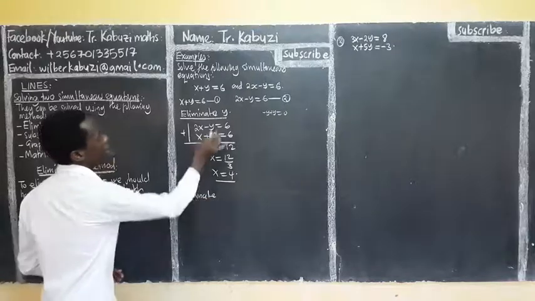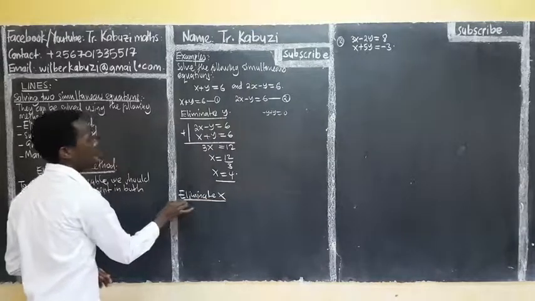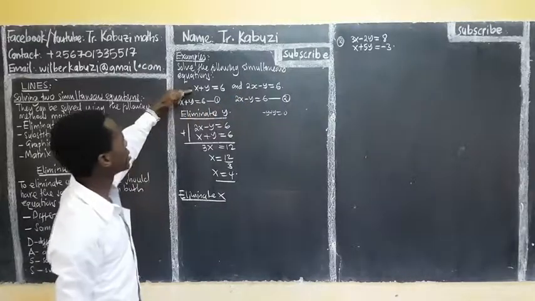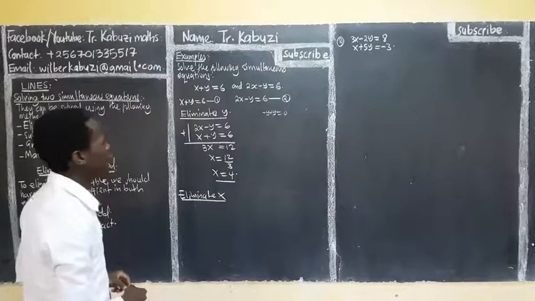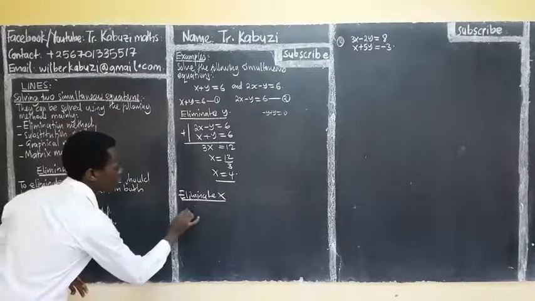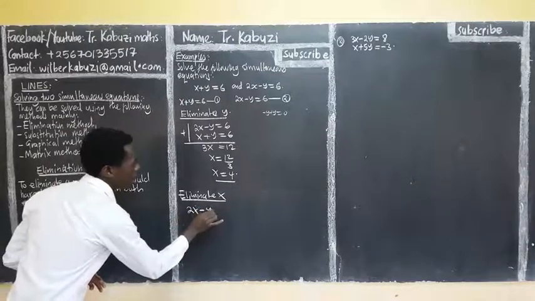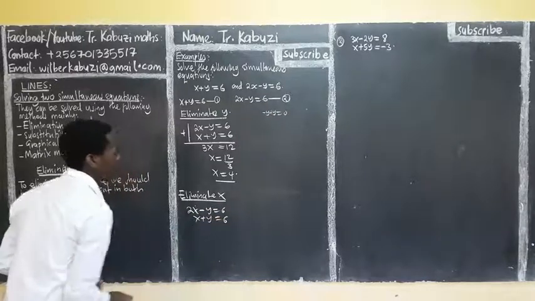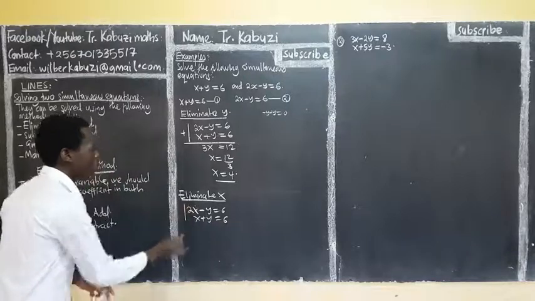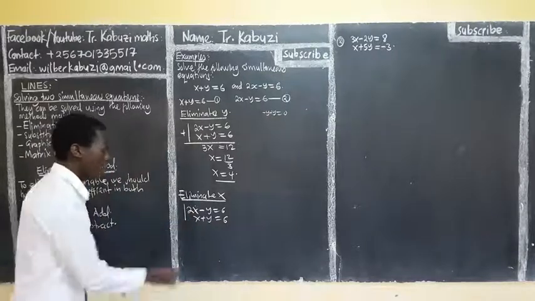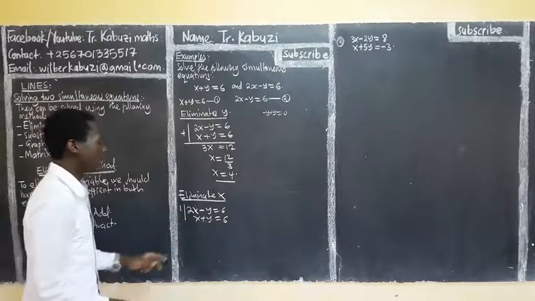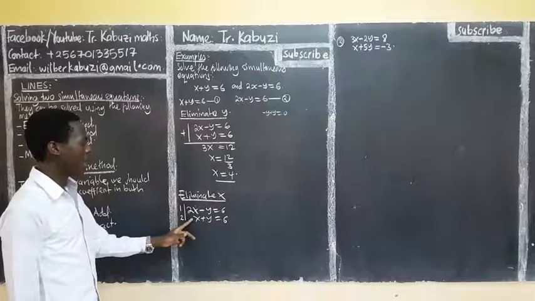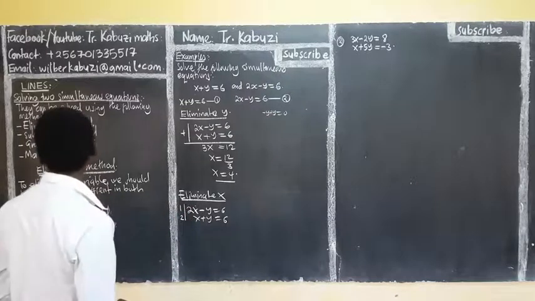Now we are going to eliminate x. To eliminate x, the coefficients are not the same. This is 2, this is 1. So what do we do? We first make the coefficients the same. So 2x minus y equaling 6, then x plus y equaling 6. How do I make the coefficients the same? You get the coefficient of x there, which is 1, and you multiply it here. And then you get the coefficient of x here, and you multiply it there like that.